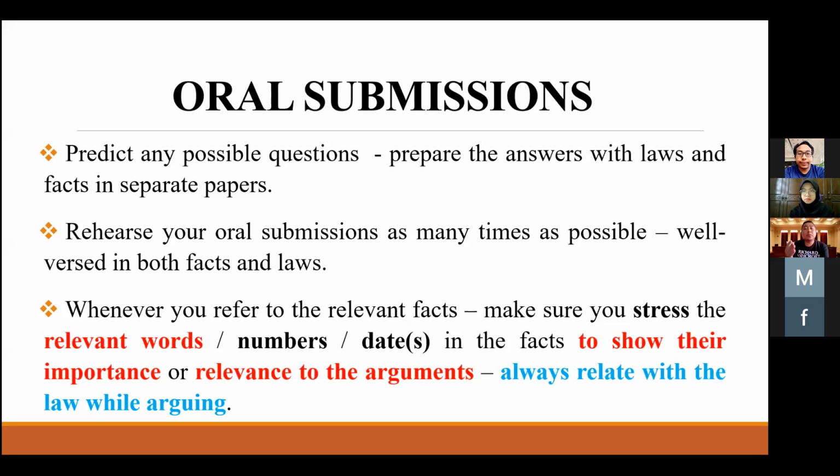For example, when 15 million ringgit have been used, you stress those words and those numbers before the court, so that the court listens to that particular word or point and sees its importance. So always relate to the law while arguing. You must always cross-refer to the facts at hand whenever you refer to any provisions of the law or any decided cases, and always relate back to the situation at hand, to show their relevance to the present case. That is why you cite those provisions of the law and those decided cases, so that the court could decide in your favor.